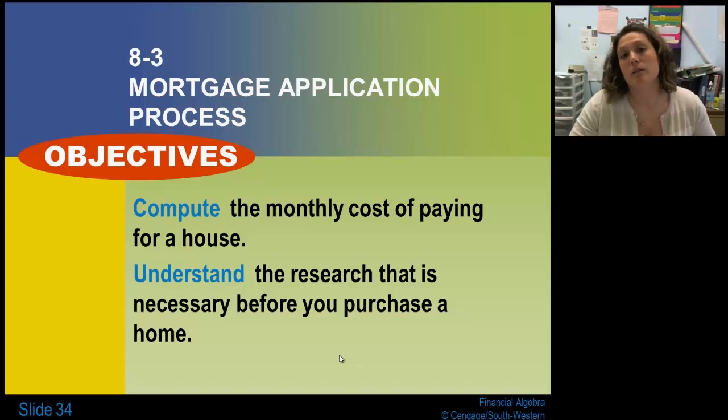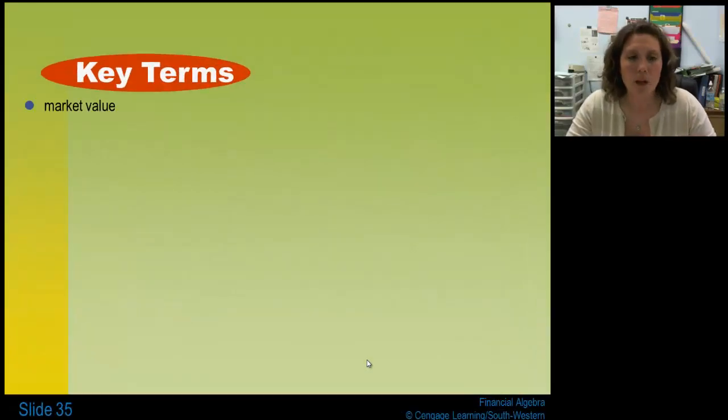So lesson 8-3, we're going to talk about the mortgage application process. We're going to compute the monthly cost of paying for a house, and you're also going to understand the research that is necessary before you purchase a home. So you can't just go in and say, I want this house. There are actually some pieces that you have to do behind the scenes before you can actually go and buy the house. Key terms: market value.